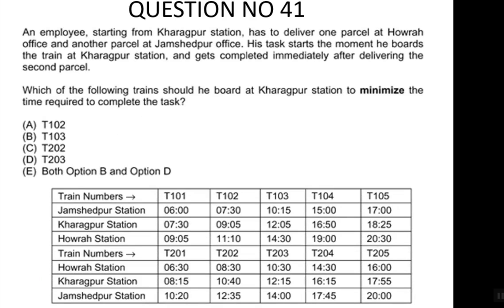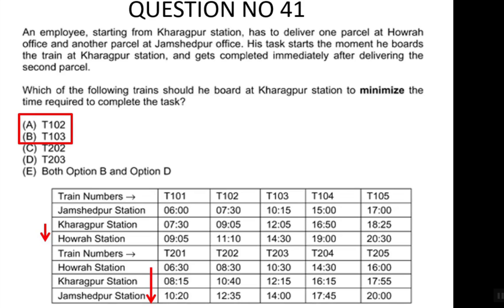But in this question, the major problem is which route he should select. Now he has two options. Option number one, he can go from Kharagpur to Howrah, then Howrah to Jamshedpur. That is, he will start from the Kharagpur station via train number T102 or 103, we will not consider the other trains as they are not present in the options at all. And then he should get a connecting train from Howrah station to Jamshedpur station.